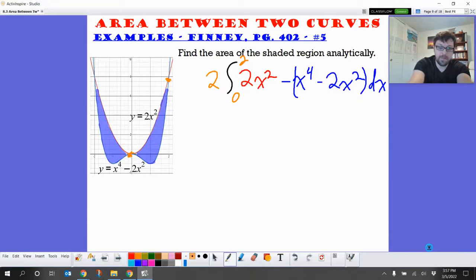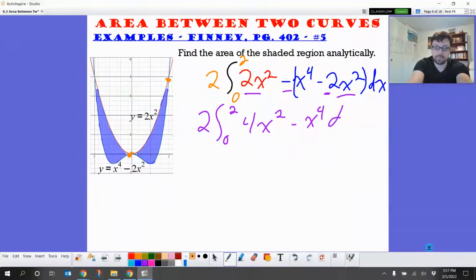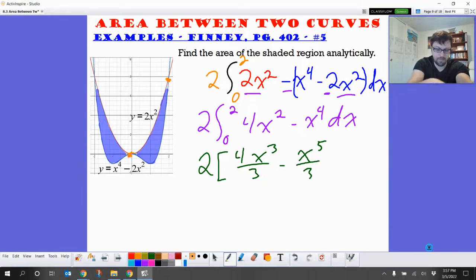I am going to clean up that integral before I actually integrate, because I bet I could combine some of those things. So this is the integral from 0 to 2 of 2x squared minus negative 2x squared. That is 4x squared minus x to the fourth dx. Now I'm all set to integrate, so we get 2 times 4x cubed over 3 minus x to the fifth over 5, going from 0 to 2.